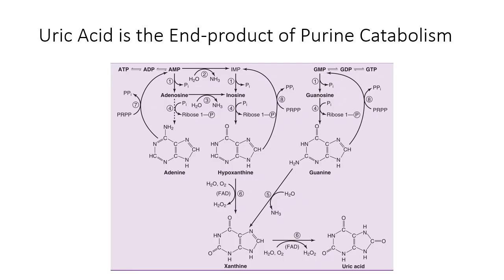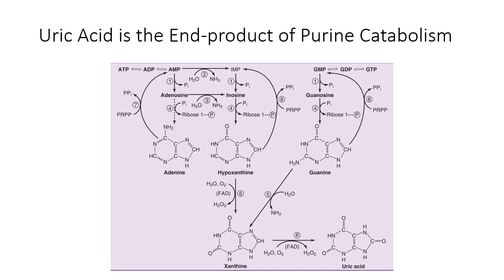First, you have to understand that gout is technically an accumulation of uric acid in tissues where there is normally no accumulation of uric acid. So first, let's learn what uric acid is. It's the end product of purine catabolism.